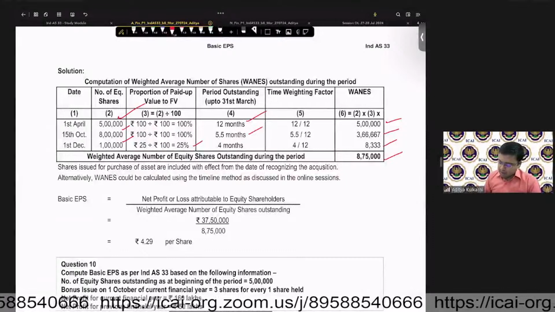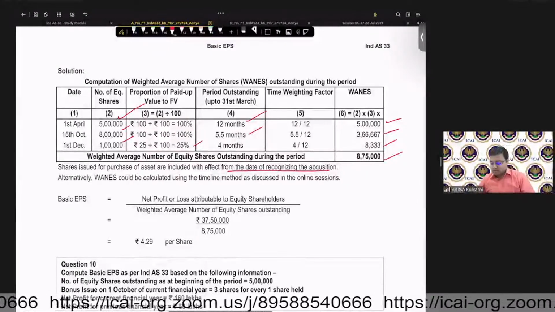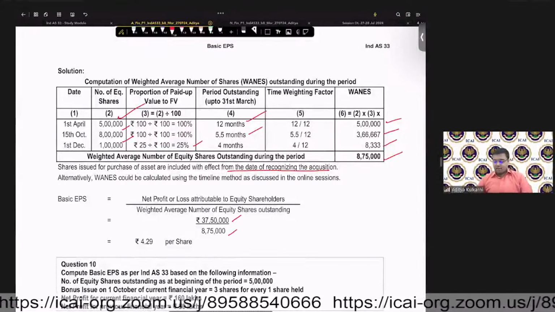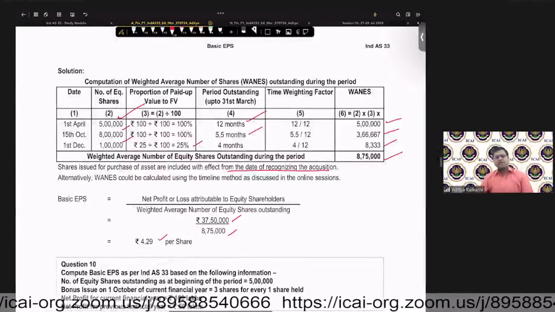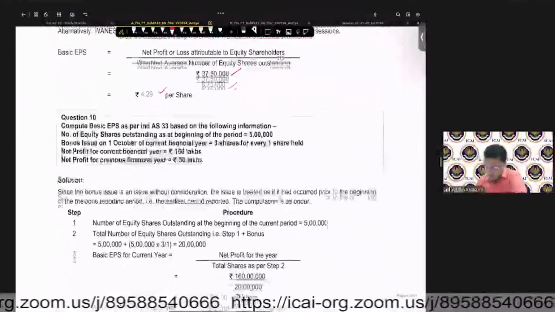Shares issued are recognized with effect from the date of recognizing the acquisition. So basic EPS is 37,50,000 by 8,75,000. So that comes to 4.29 per share. Okay, very simple. No doubts on this.